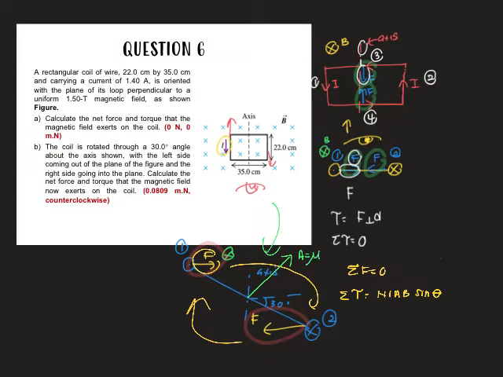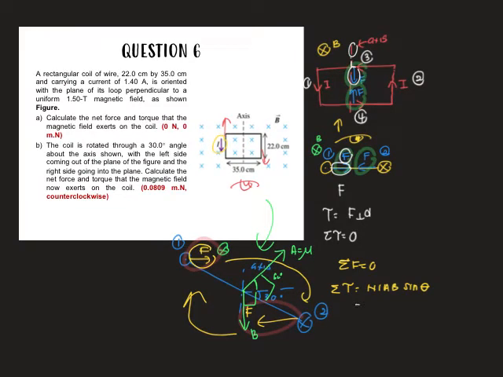So your theta is going to be between the magnetic field and the normal to the area, and the magnetic field is away from you, which is this. Therefore, the angle between the direction of the magnetic field and the normal to the area is going to be 150 degrees, because this is 90 and this is 60. So it should be 150 degrees.